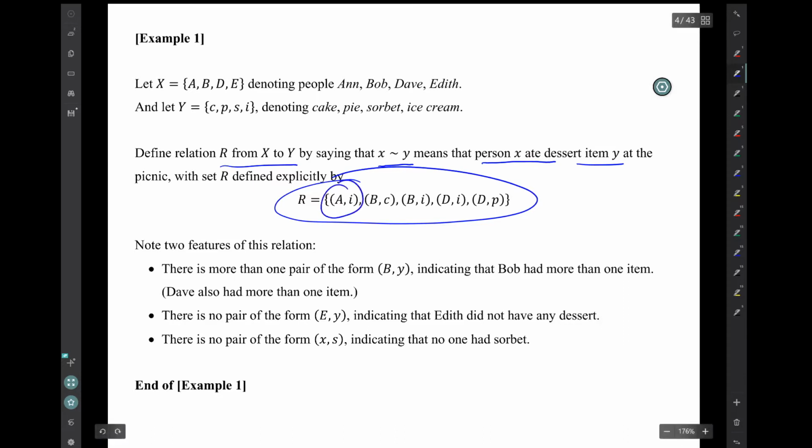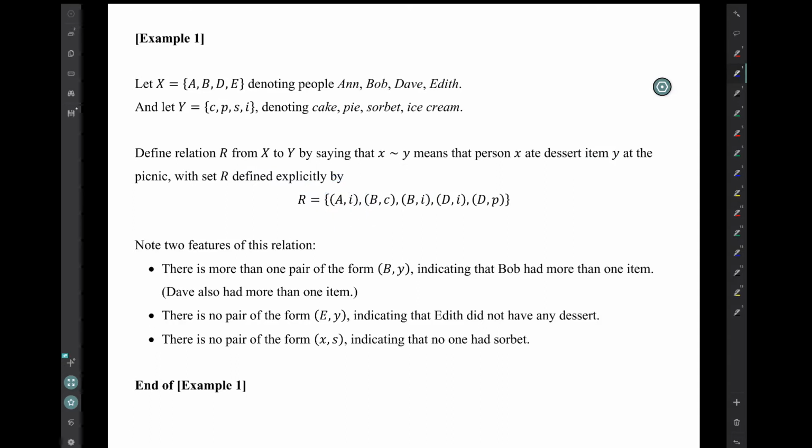So this ordered pair means that Ann had ice cream at the picnic. These two ordered pairs mean that Bob had cake and Bob had ice cream. Notice a few things about this relation. There's more than one pair of the form capital B, comma y. That indicates that Bob had more than one item. Of course, Dave also had more than one item.